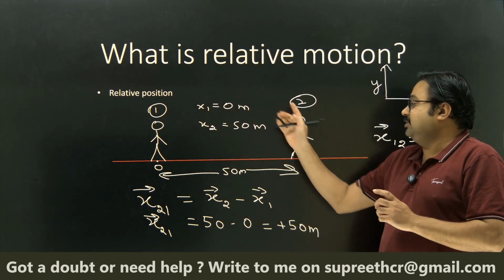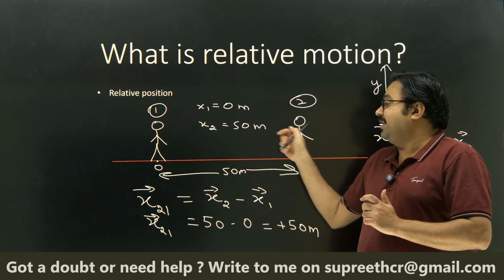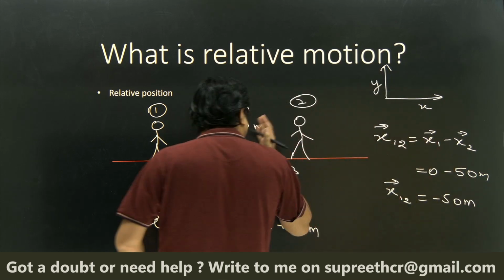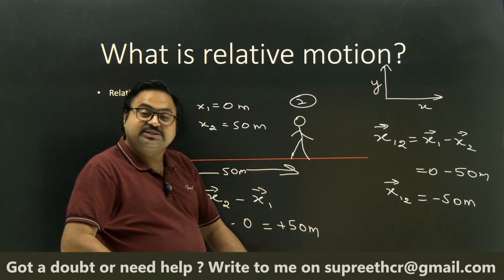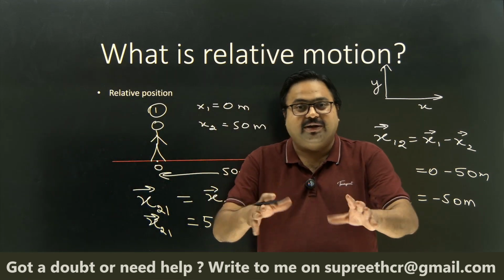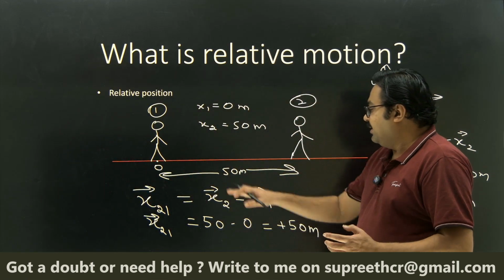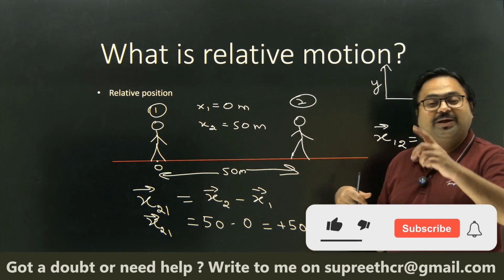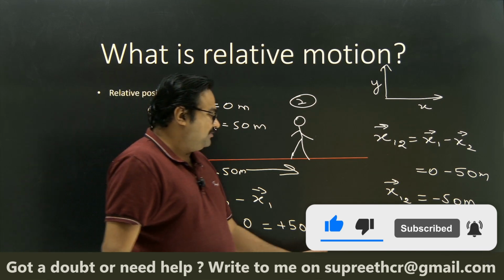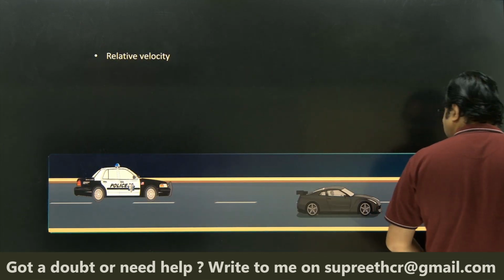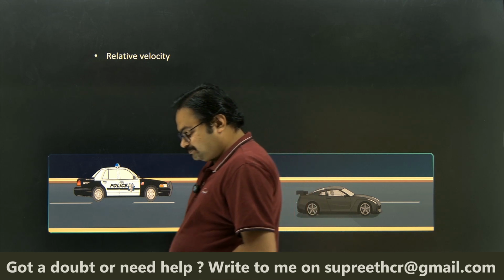So this person will see person number one in the negative x direction, whereas the second person will be visible to the first person in the positive x direction. So this is how you convert a basic understanding of position into relative positions. Hoping that you have understood this, let's also talk about relative velocities. Once we understand that, the same can be extended to accelerations as well.